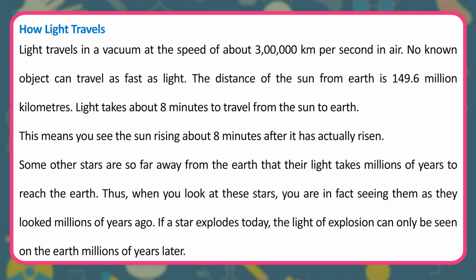How light travels. Light travels in a vacuum at the speed of about 3 lakh km per second in air. No known object can travel as fast as light. The distance of the Sun from Earth is 149.6 million kilometers. Light takes about 8 minutes to travel from the Sun to Earth. This means you see the Sun rising about 8 minutes after it has actually risen.